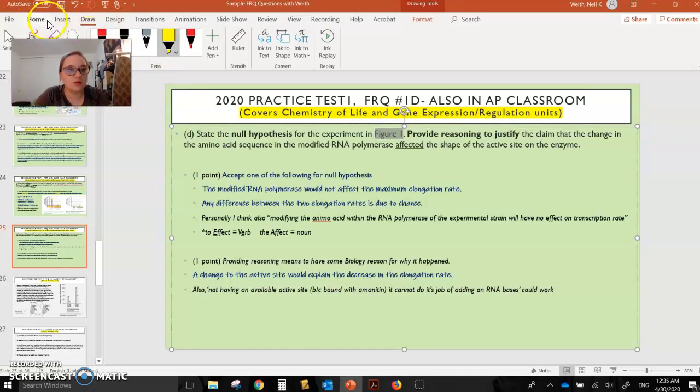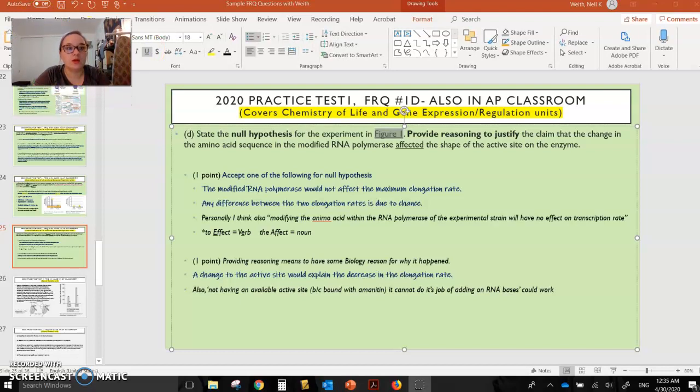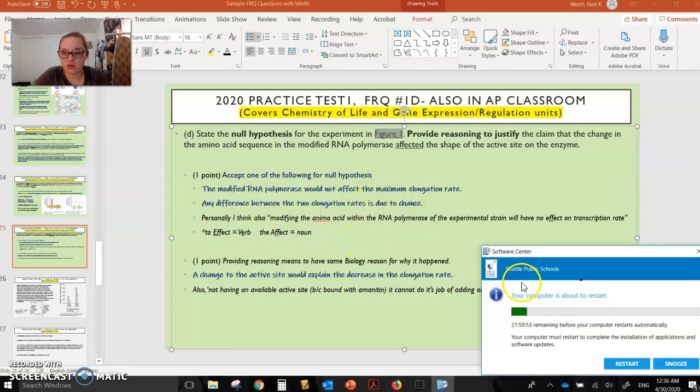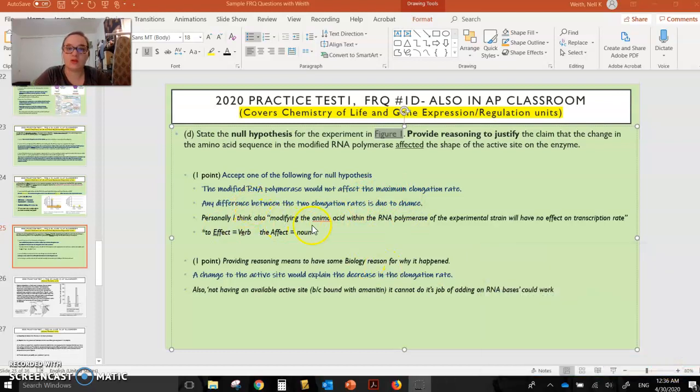Move over now. In this case, they're talking about the modification of normal strain to experimental strain. So having a modified amino acid should have no effect in elongation rate, which is probably what this first one is. Difference between the two elongation rates is due to chance. That's another really safe one to go for on a null hypothesis. I also think, oh no, okay, modifying the amino acid with the RNA polymerase of the experimental strain will have no effect on transcription rate. I think that would also suffice for this question.